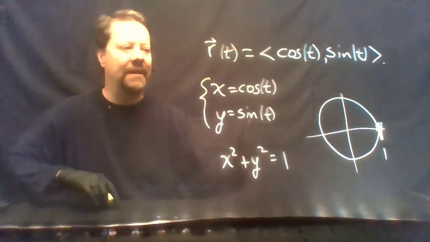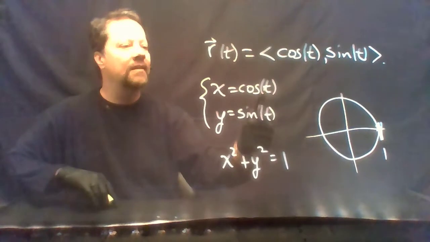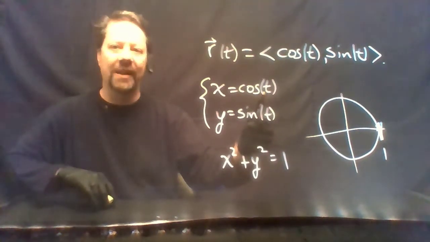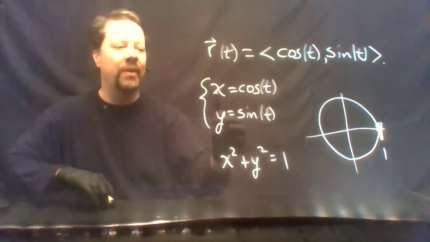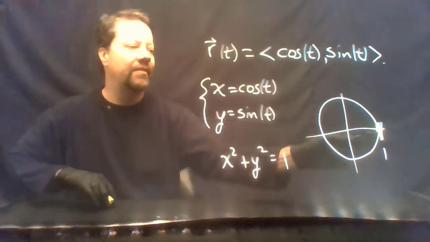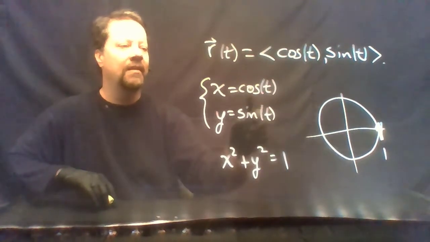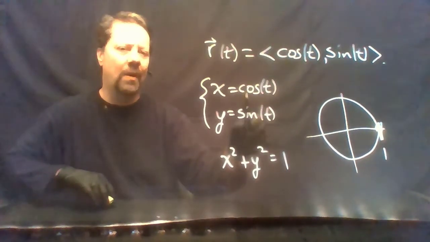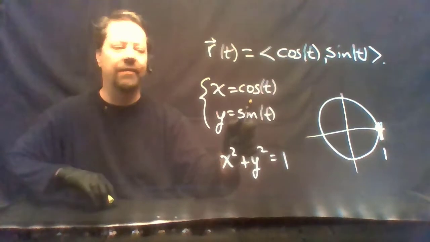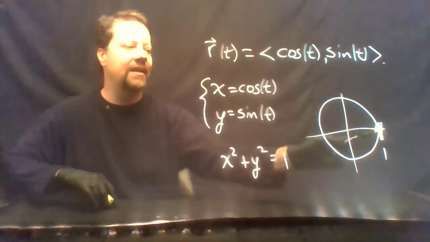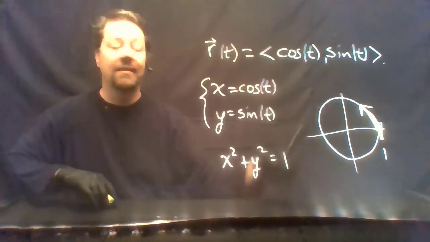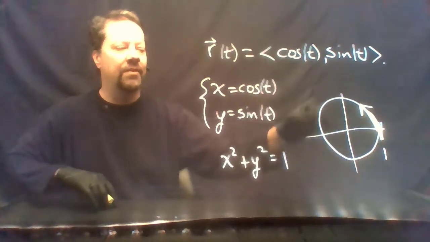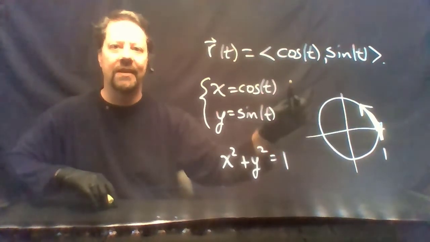But it's more than that because of the parameterization. Parameterization gives you an orientation as well. If t is equal to 0, we're at the point (1, 0), right here. As t goes into the first quadrant between 0 and pi over 2, both cosine and sine are positive, which means you have to trace this curve into the first quadrant. That means the curve must be traversed in a counterclockwise fashion.